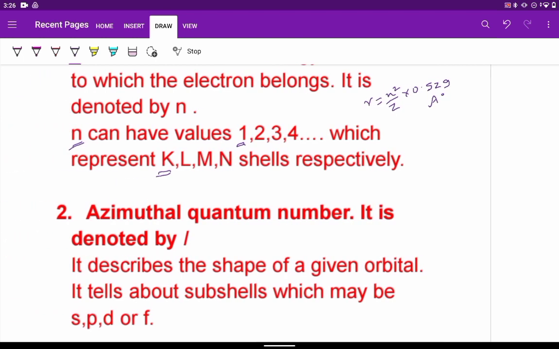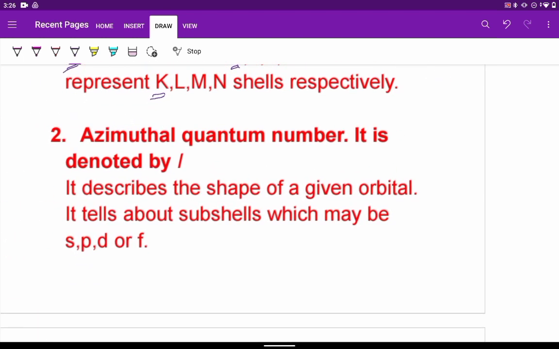Next we have to see the azimuthal quantum number. It is denoted by small l. The azimuthal quantum number was given by Sommerfeld. It is also called the angular quantum number. This tells about the shape of any given orbital.